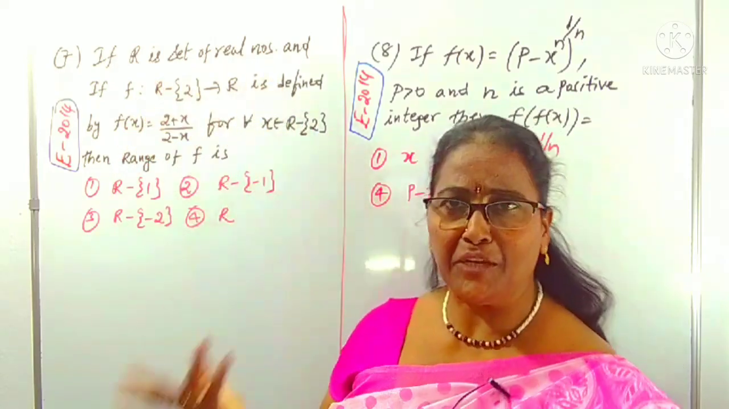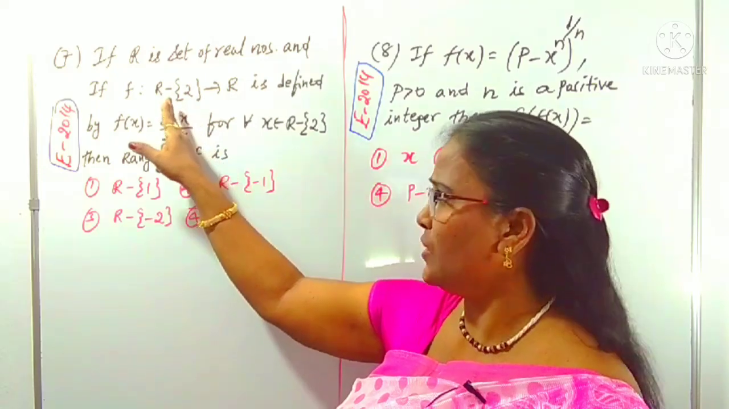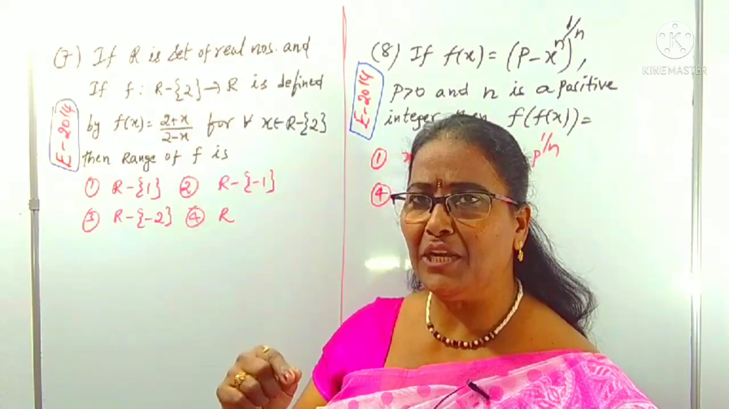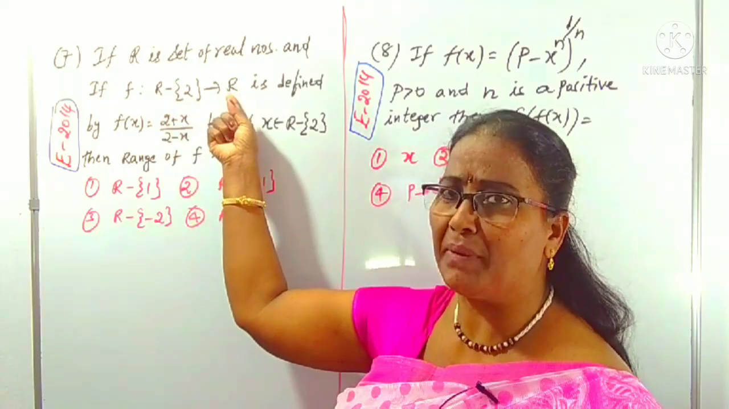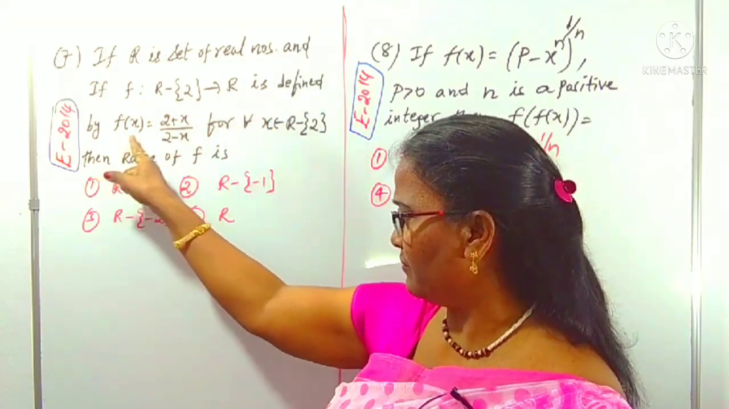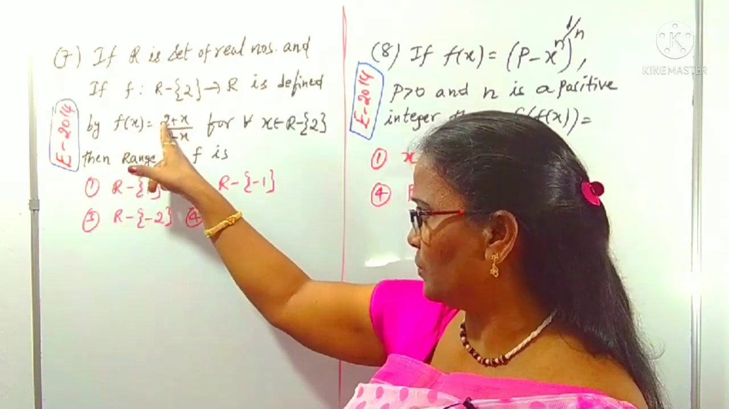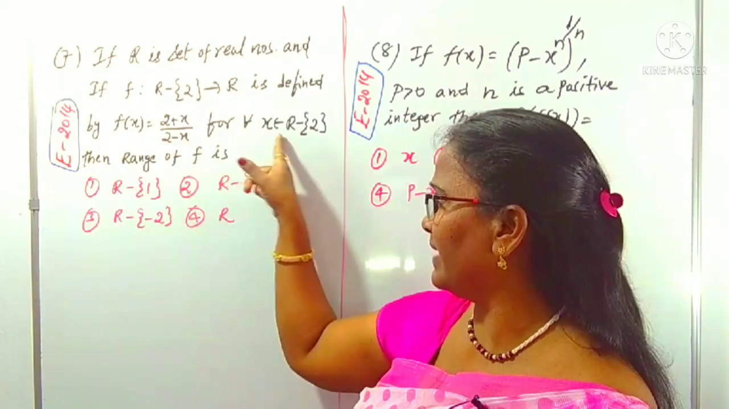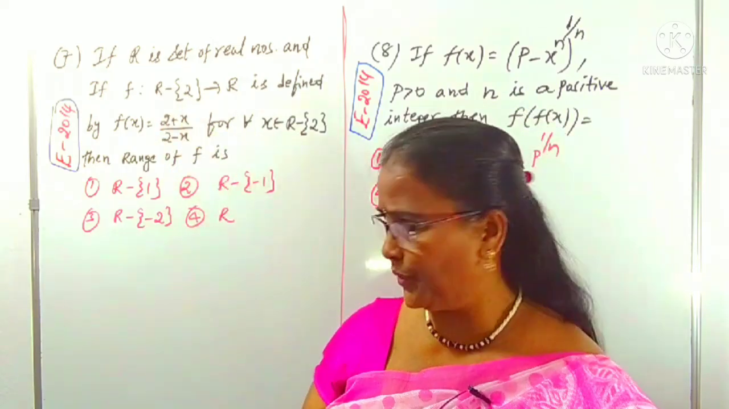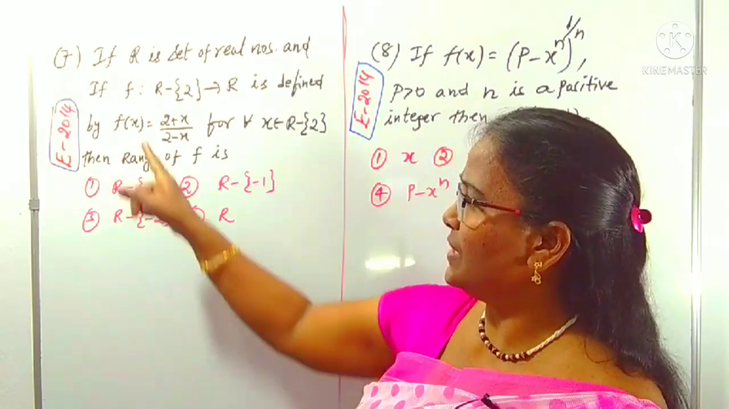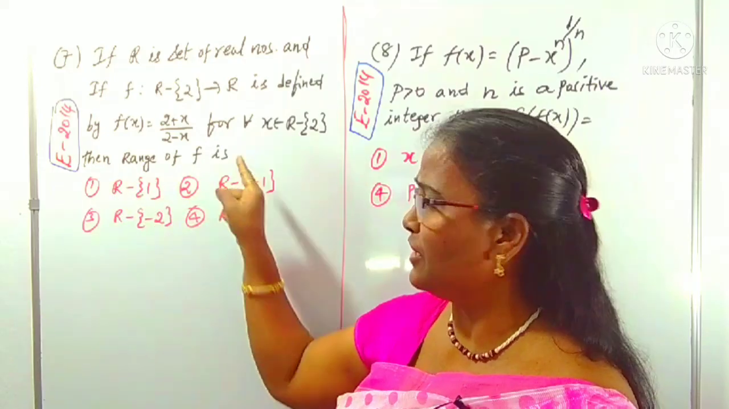If R is the set of real numbers, which you know very well, and f is defined from R minus set 2, meaning real numbers except 2, as its domain, and the codomain is R, by f of x equals 2 plus x by 2 minus x. Simply, f of x is defined as 2 plus x by 2 minus x for every x belongs to R minus set 2, in its domain. Nothing to worry about that. So f of x is defined, that is important here.